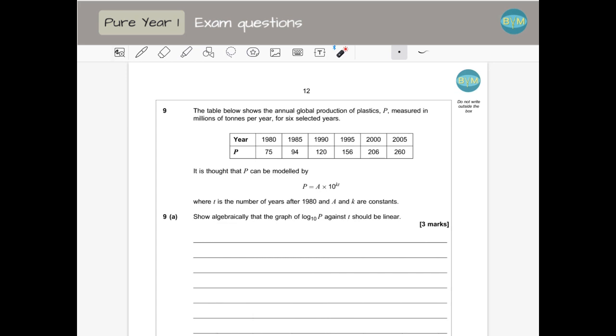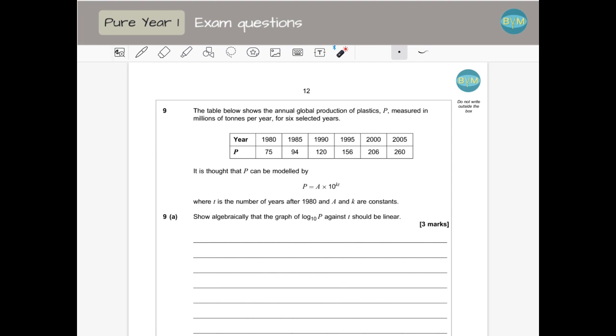Hello, this is question 9 on your AQA A-level maths paper from November 2021. So it's paper 1. You have a table that shows the annual global production of plastics, P, measured in millions of tons per year for 6 selected years. So these are the years, these are the millions of tons of plastics produced.